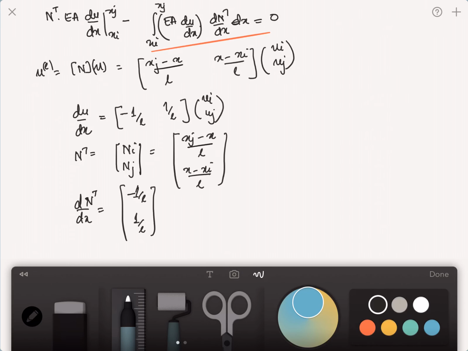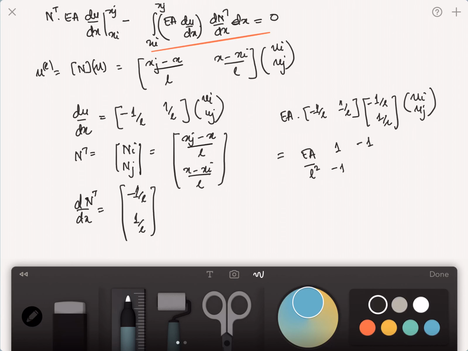So if I actually put it together for this, then I will have EA du dx, which is given as minus 1 by L, 1 by L, and dn transpose dx will be minus 1 by L, 1 by L, and there you will have ui and uj. And this can be simplified as EA by L square, times the matrix [1 minus 1; minus 1 1]. So you can solve this. This is of course plus 1 by L to get this relation quite easily. This is multiplied with ui uj.